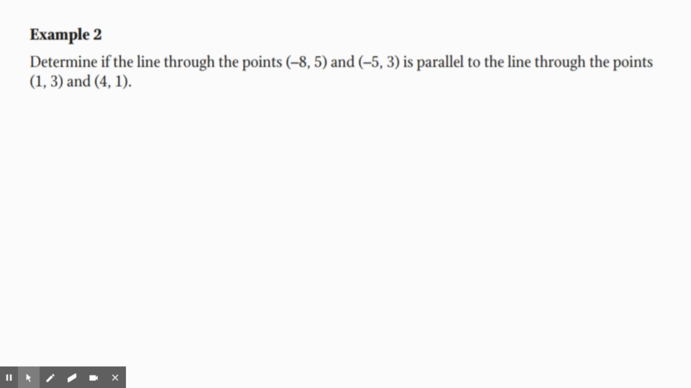Example 2, determine if the line through the points -8, 5 and -5, 3 is parallel to the line through the points 1 comma 3, and 4 comma 1.